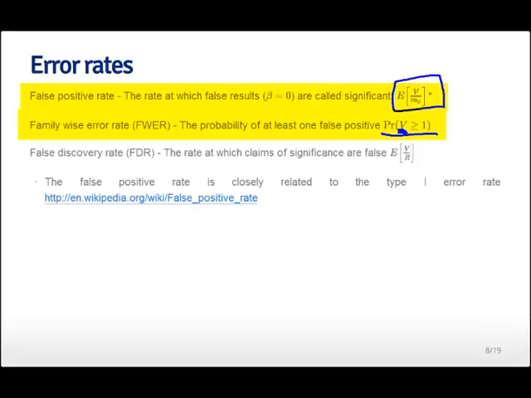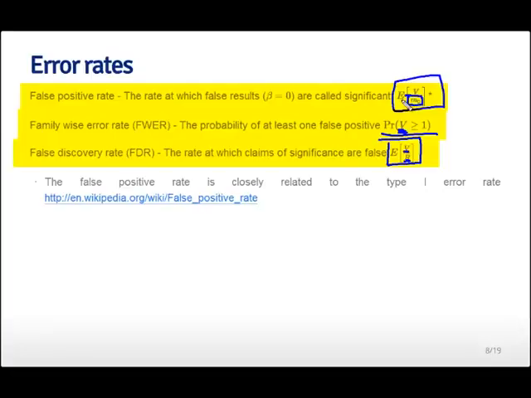The false discovery rate is a little bit different than the false positive rate in that it's the rate at which claims of significance are false. In other words, R of the times we're going to claim that beta is not equal to 0, and V of the time we're going to be wrong about that decision. So the expected value of V divided by R is just the rate at which our claims that there's a relationship are false. This is the false discovery rate, versus the false positive rate, which is the rate at which truly false results are called true.